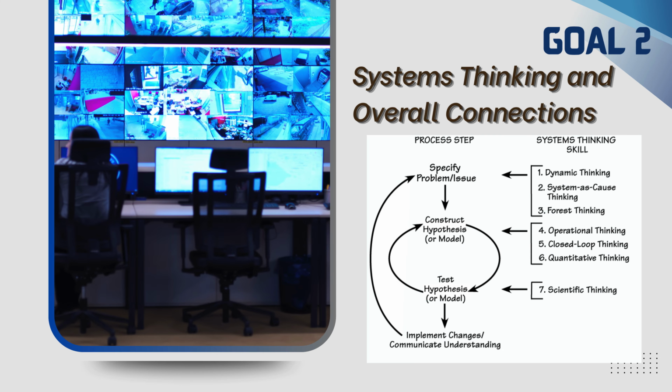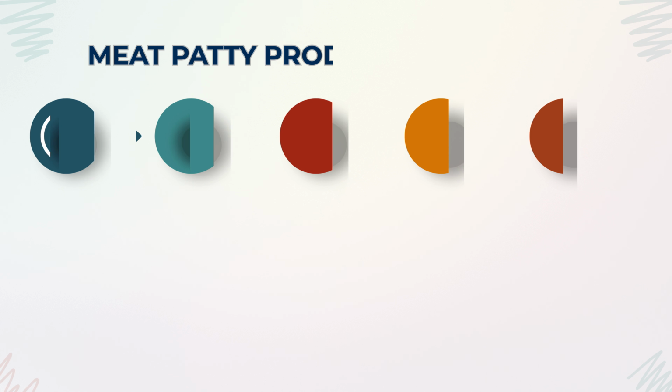Systems thinking helps us see the big picture. The 7 types we apply here are dynamic thinking, system as cause thinking, forest thinking, operational thinking, closed-loop thinking, quantitative thinking, and scientific thinking. These allow us to understand how changes in one part of production affect the entire system.